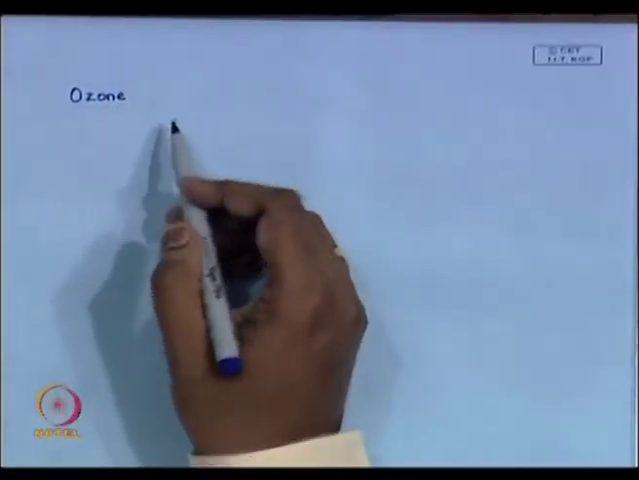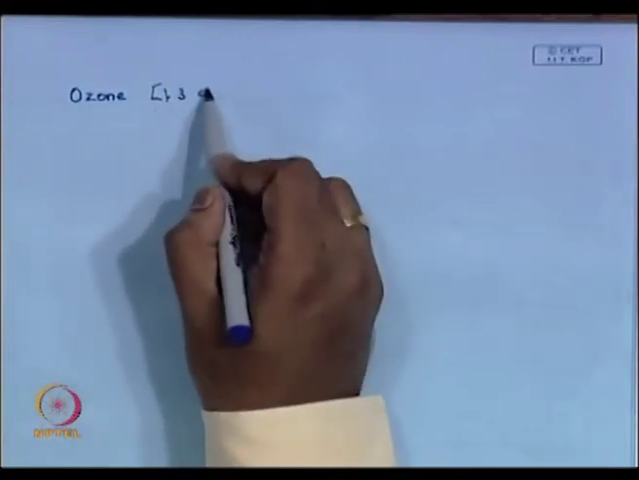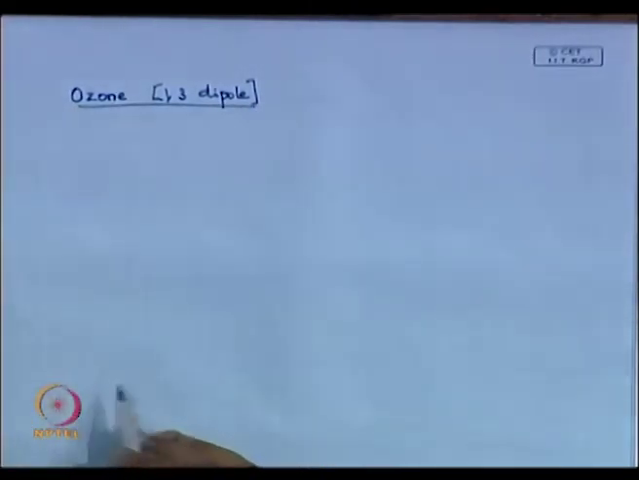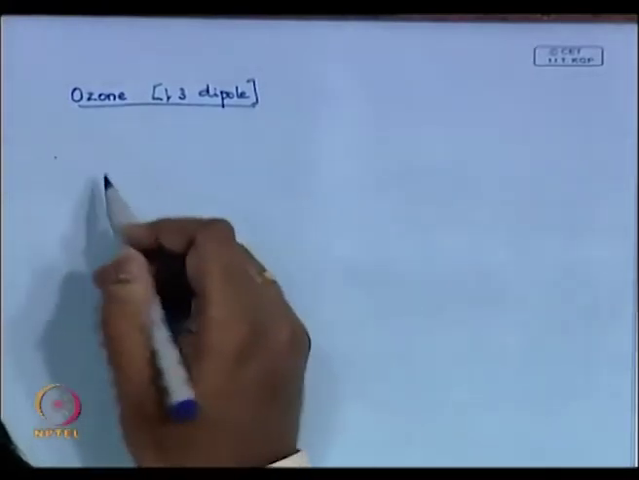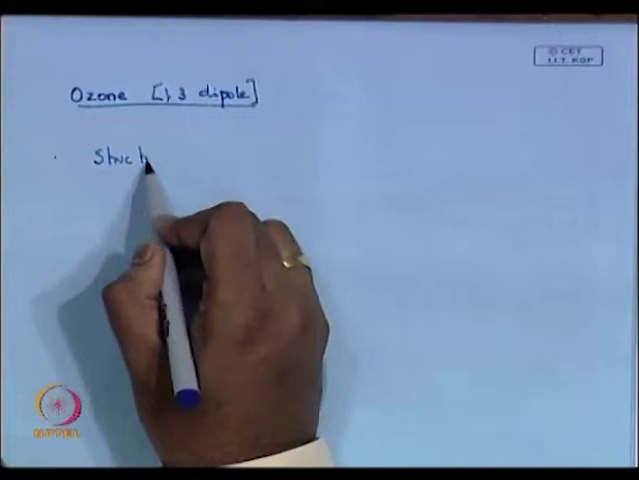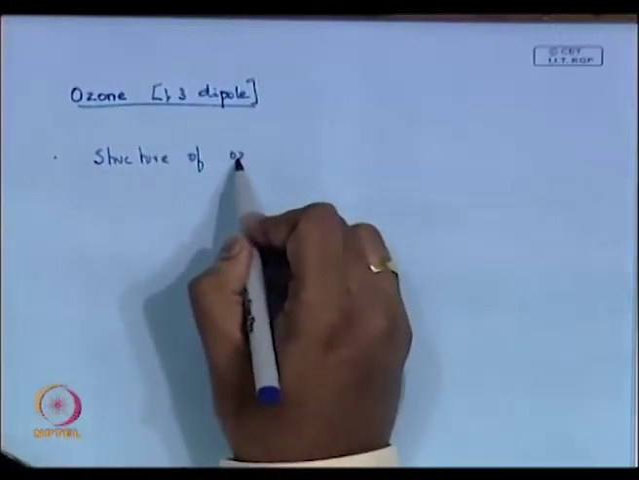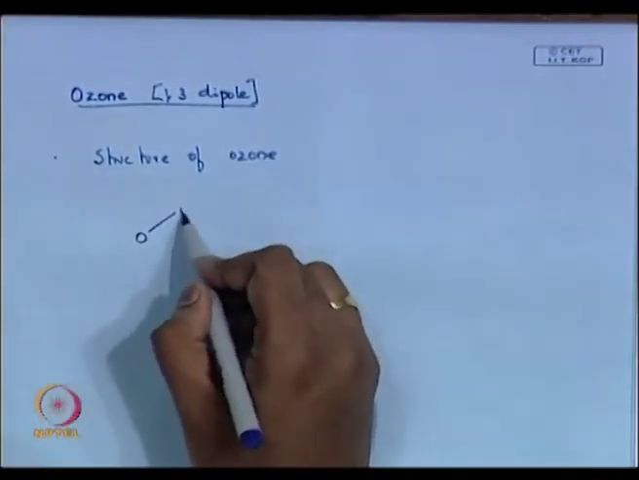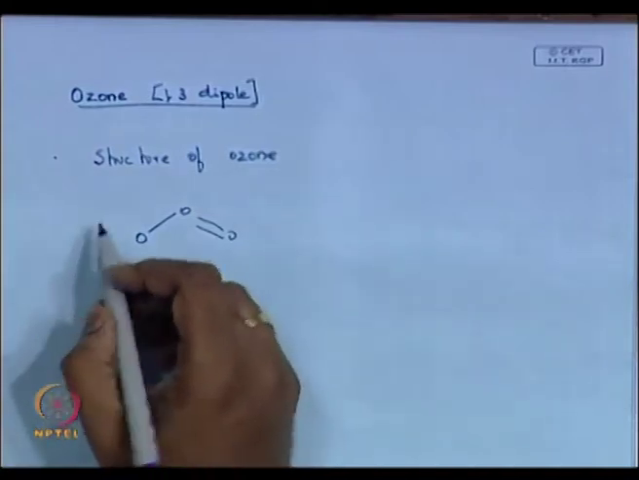Now, what we will do is go to one more dipole, that is ozone. Using ozone as a 1,3 dipole, we will study how it works. Basically, the structure of ozone, just to refresh.